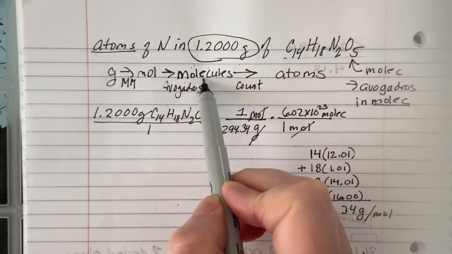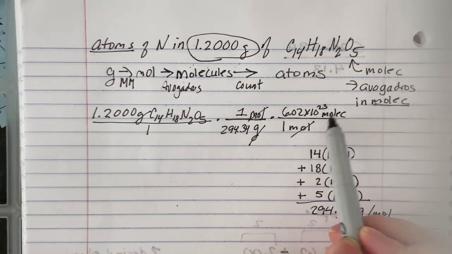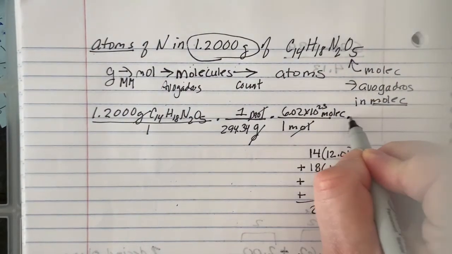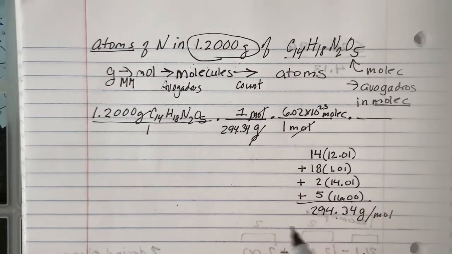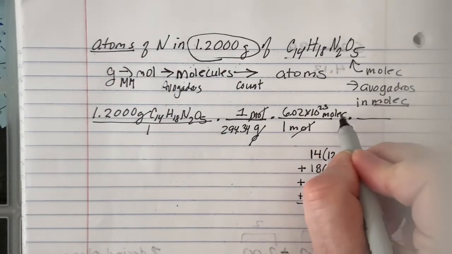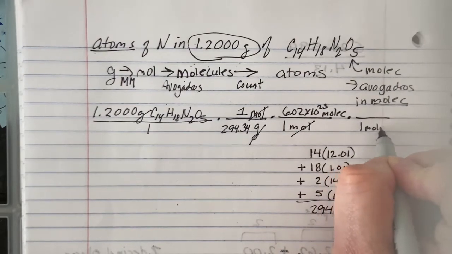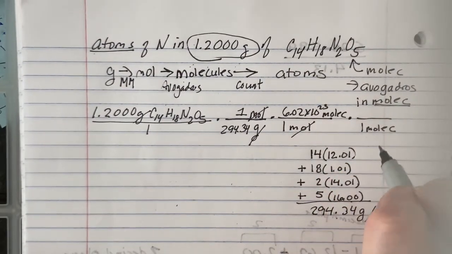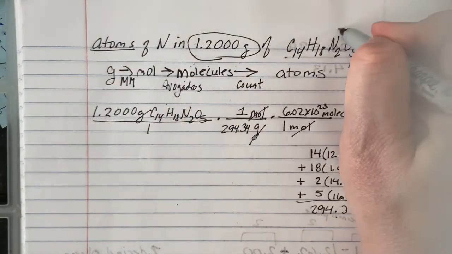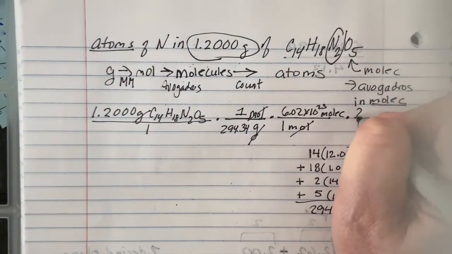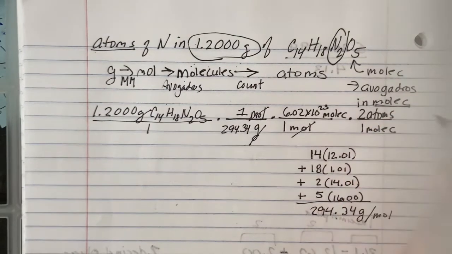What is my answer now? In molecules, which is true, but I'm not done yet. I still have my third unit conversion. Molecules is in the numerator, so molecules goes in the denominator. And now it says atoms of nitrogen. Well, how many atoms of nitrogen are there? There's 2. 2 atoms in 1 molecule.